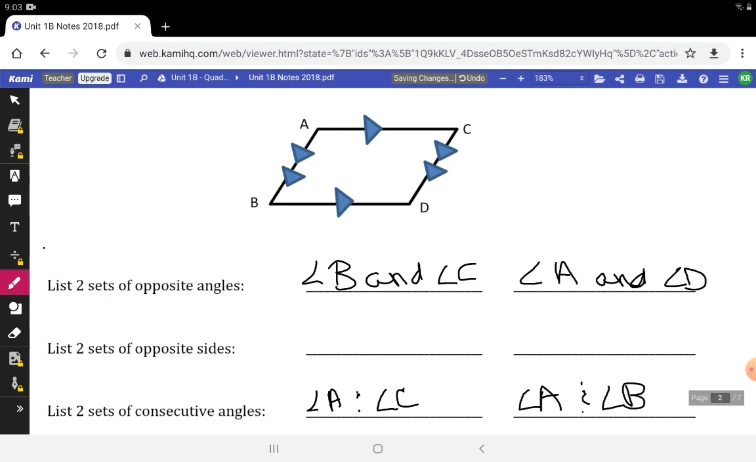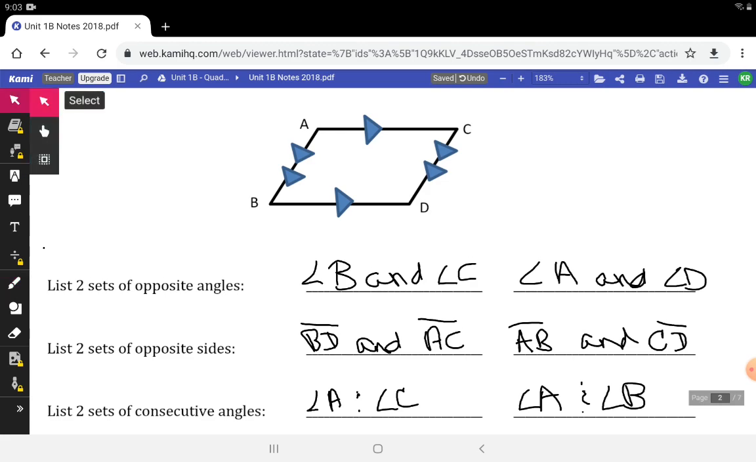All right, and then listing opposite sides. Again, remember that to list a side, we need to list it as a segment. So if I start with segment BD or side BD, the opposite side would be side AC. And then side AB is opposite side CD.